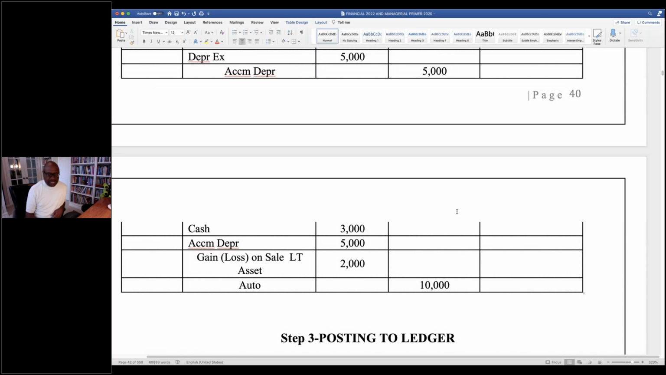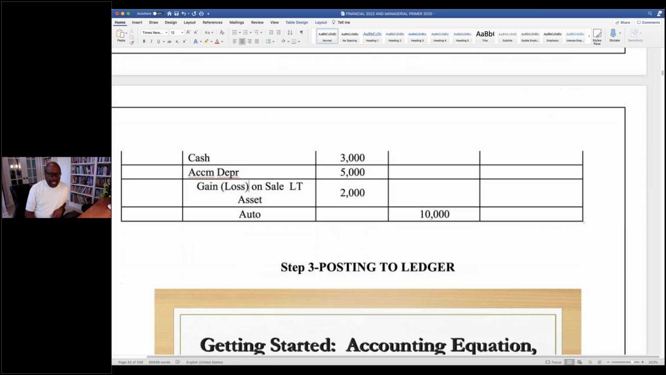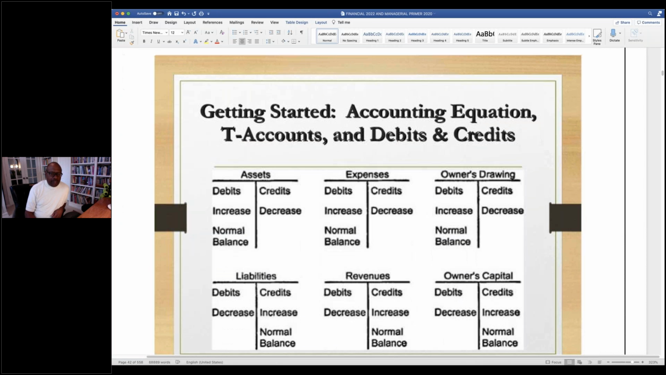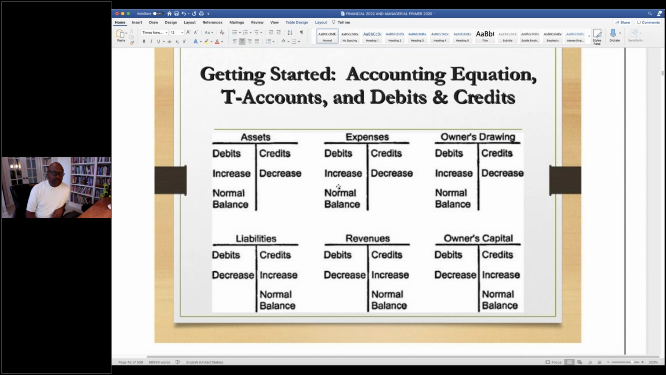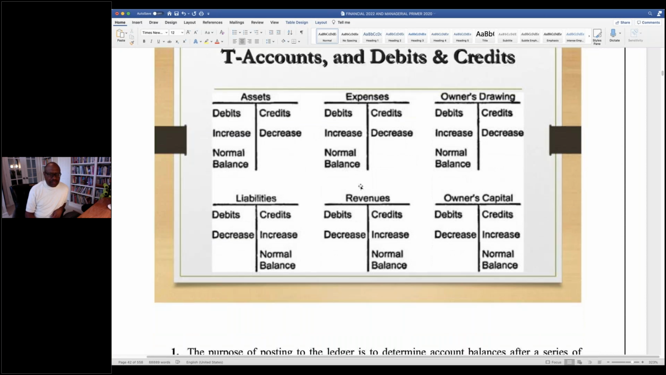So just going over that for you. Okay. Now we know that once we have a transaction, once we make a journal entry, what do we have to do next? Post them to the ledger accounts. Post them to the ledger.